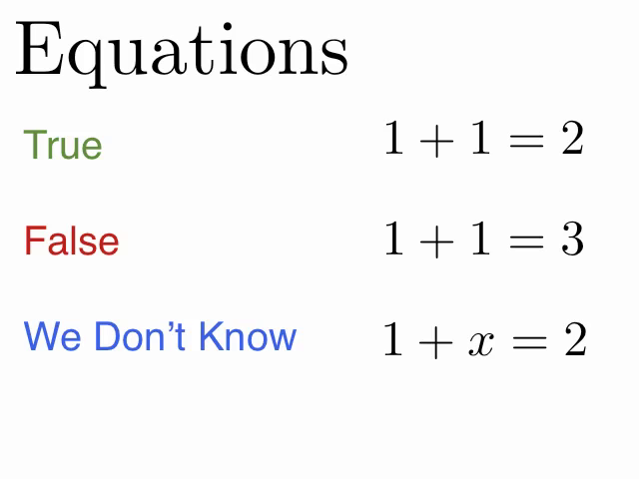An example of a true equation is 1 plus 1 is equal to 2. An example of a false equation is 1 plus 1 equals 3. This is all fairly obvious, and it should be. 1 plus x is equal to 2 is an example of an equation that we don't know whether it's true or false. It could be true if x is equal to 1. It could be false if x is equal to anything but 1. But until we know what x is equal to, we just don't know whether it's true or false.